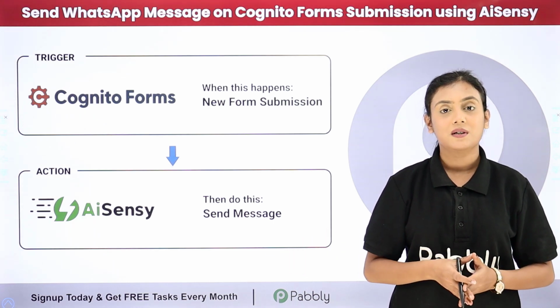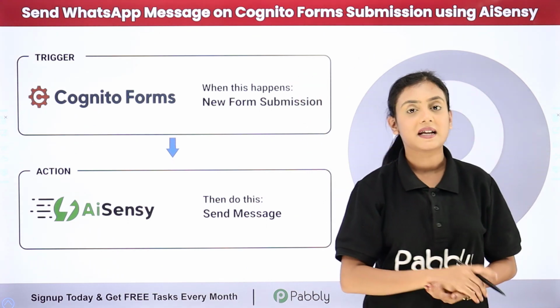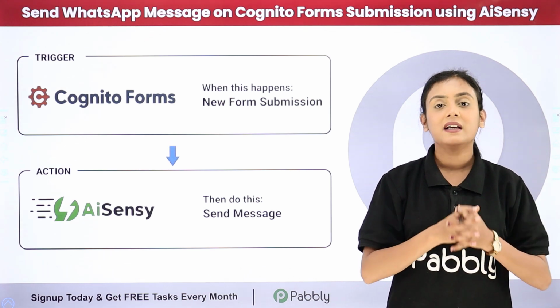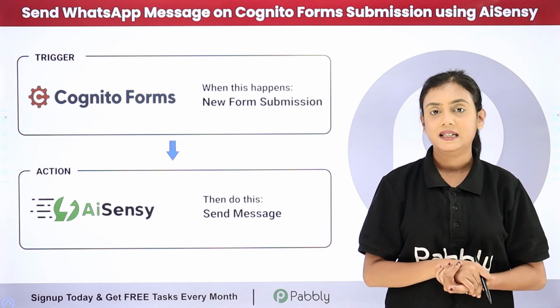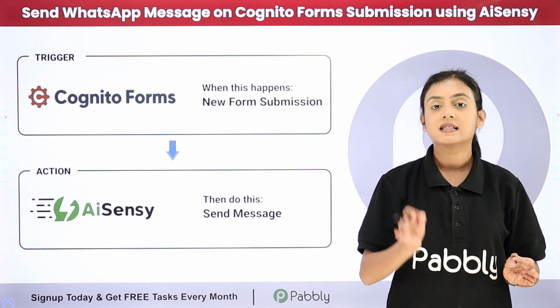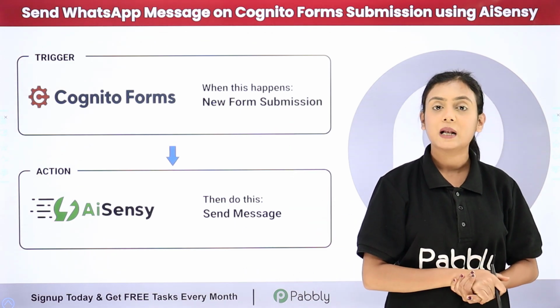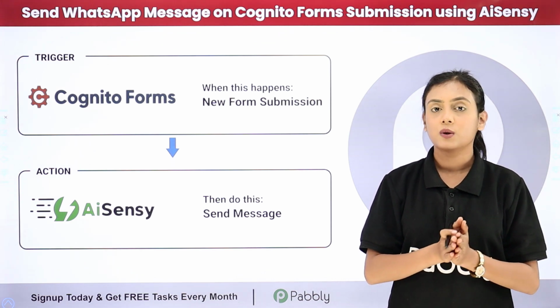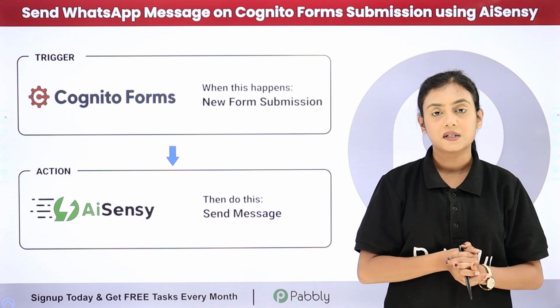In this video, we're going to learn how to send WhatsApp message on Cognito form submission using AiSensy. So I'm an owner of a digital marketing agency, and with the help of Cognito form, I have created a form with the help of which I'm collecting my leads data. Here what I want is that as soon as a new form submission is done by the potential customers with the help of Cognito form, I want to send that customer who has done the form submission a WhatsApp message. In the message, I will thank them for showing interest in my services.